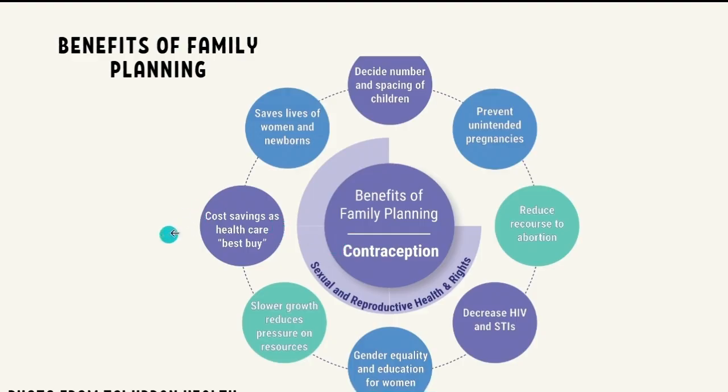And then cost savings in healthcare, right? Children are expensive, so it goes back to resources. If you cannot afford it, don't go down that road. Because when you have five people in the house, you know how that goes, right? And you plus your health insurance and stuff like that. And then it saves the lives of women and newborns.